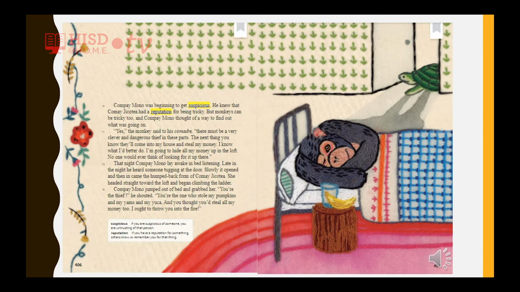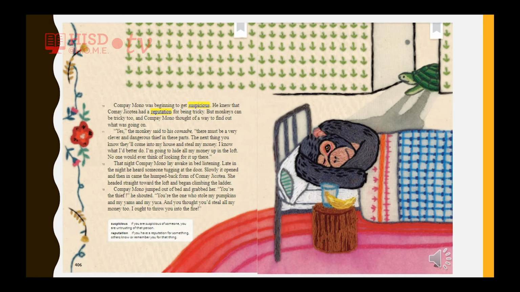Yes, the monkey said to his comadre. "There must be a very clever and dangerous thief in these parts. The next thing you know, he'll come into my house and steal my money. I know what I better do. I'm going to hide all my money up in the loft. No one would ever think of looking for it up there."